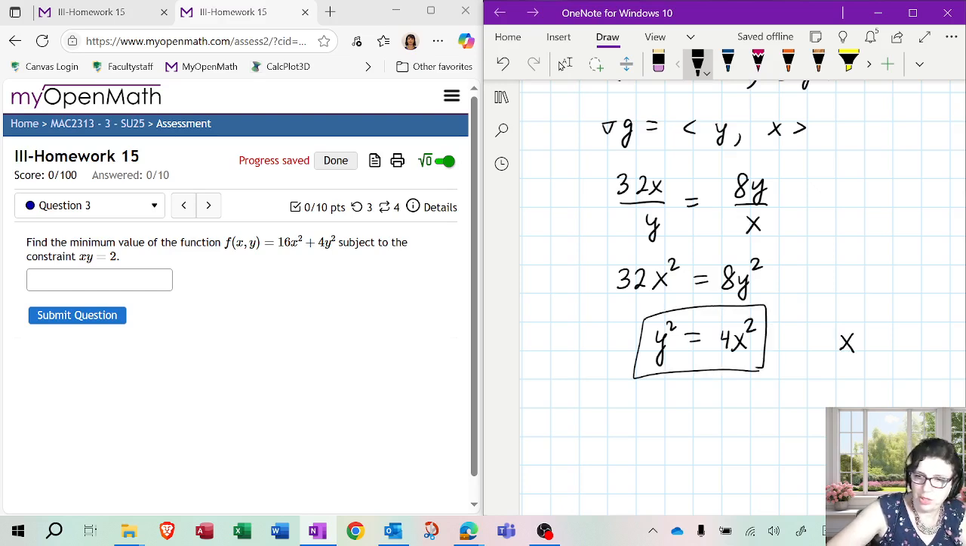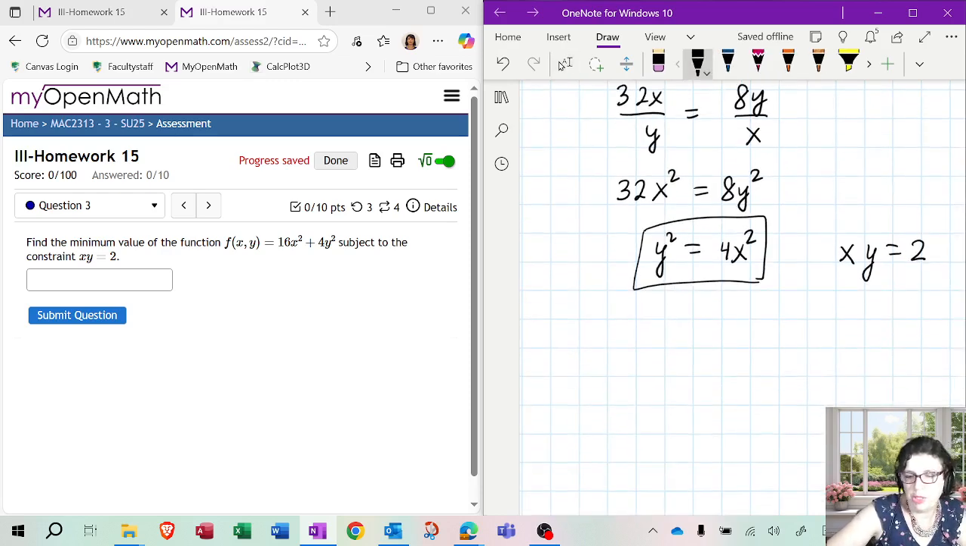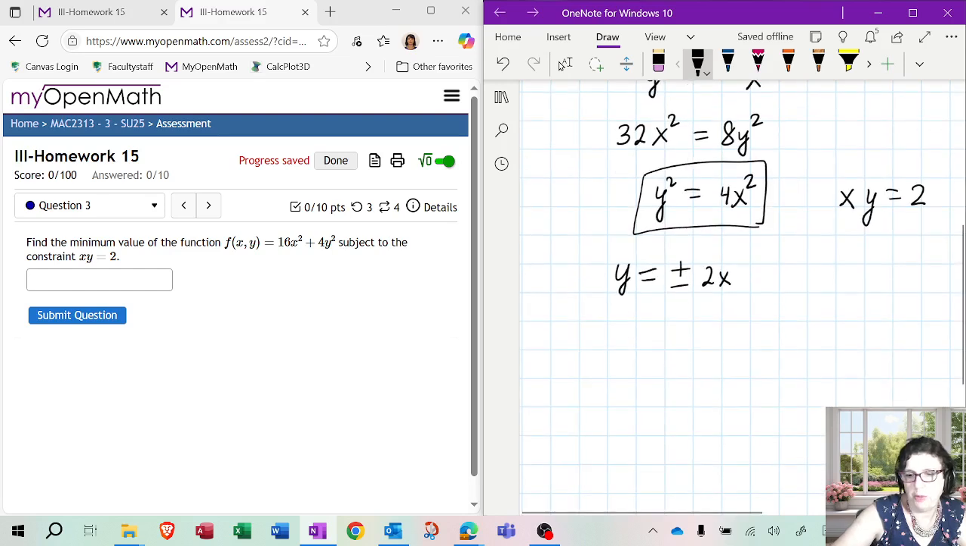So what are my critical points that satisfy this constraint and this condition? The constraint is x times y has to be 2. If I use the square root property, that tells me y is plus or minus the square root of 4x squared, which is just 2x. So y is going to be either positive 2x or negative 2x. Let's just say y equals 2x first. That's number one.